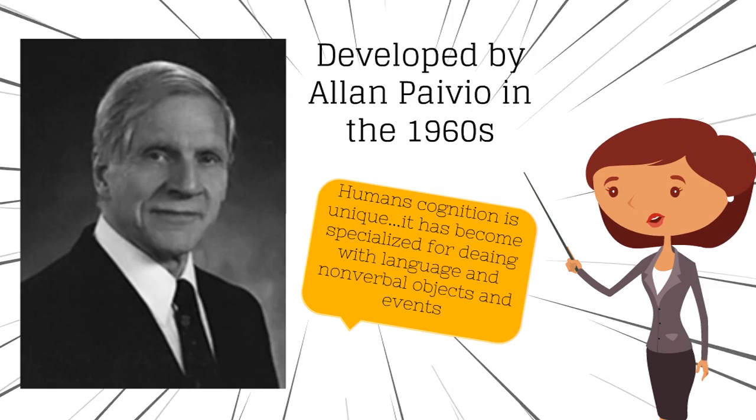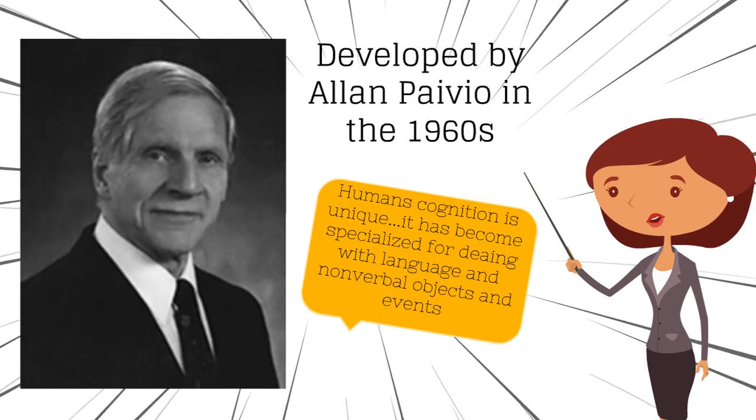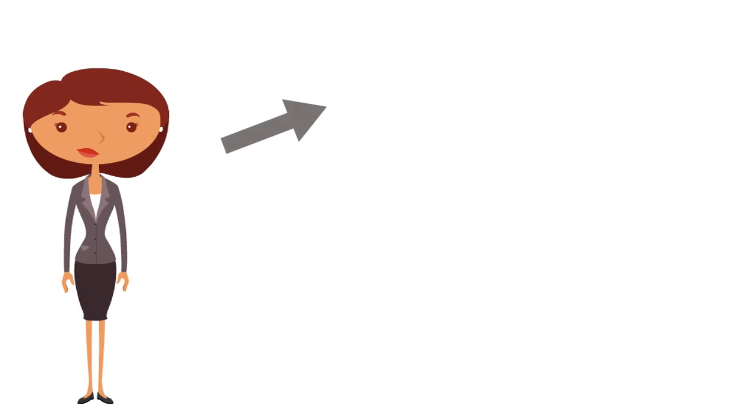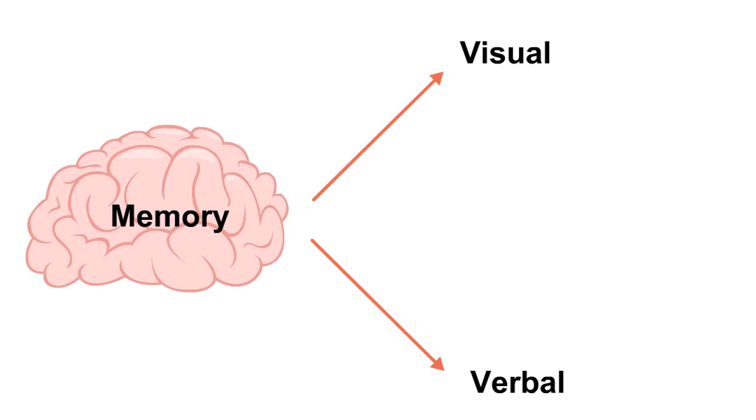He said that humans' cognition is unique because it has become specialized for dealing with language and nonverbal objects and events. According to Paivio, there are two ways that a person could expand on learned material, with both visual imagery and verbal associations. Both visual and verbal information is used to represent this information. Visual and verbal information are processed differently in distinct channels of the human mind, creating separate representations for information processed in each channel.